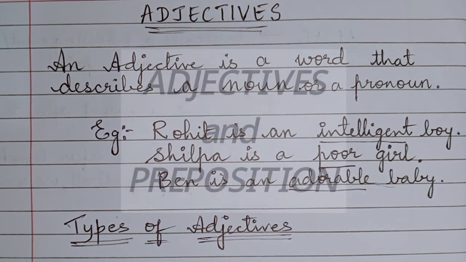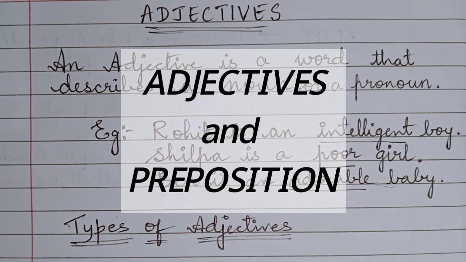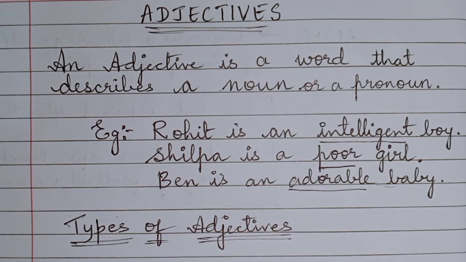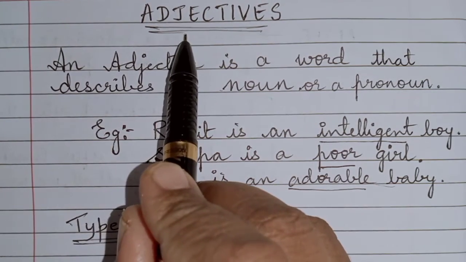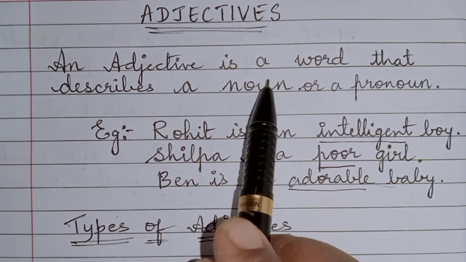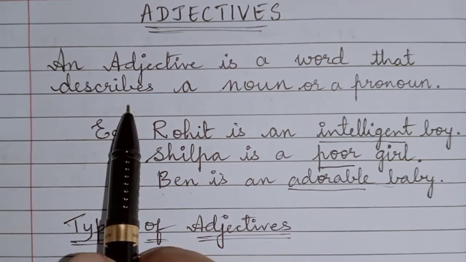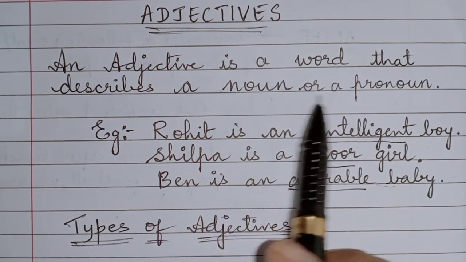They are adjectives and prepositions. Firstly, we will understand what is an adjective, its types, with examples. Adjectives. An adjective is a word that describes a noun or a pronoun.